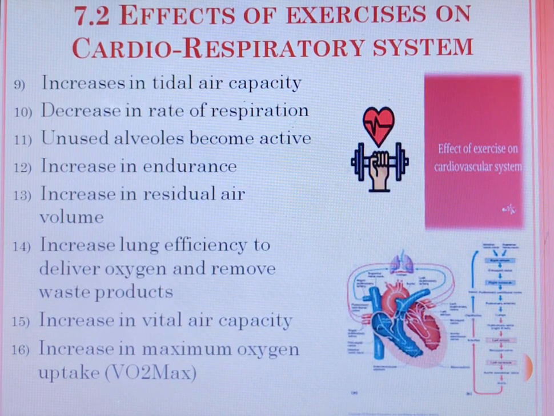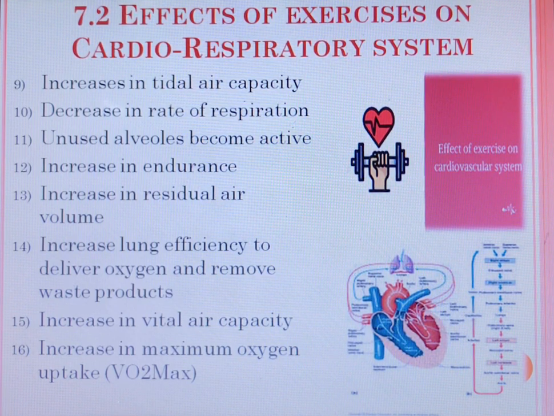What is vital air capacity? It is the amount of air which an individual can inhale and exhale with maximum effort. So its capacity may vary according to the athletes. It will be like 3500 cc to 4500 cc for the normal adult. But with regular exercise, it can be increased up to 5500 cc.